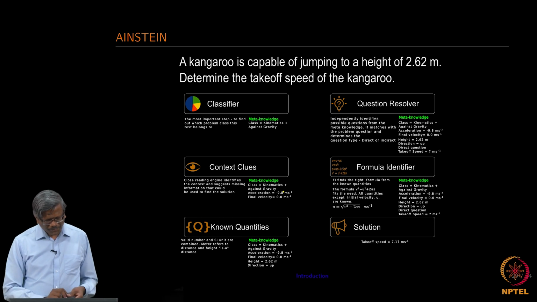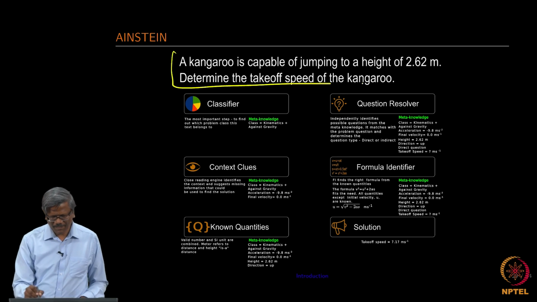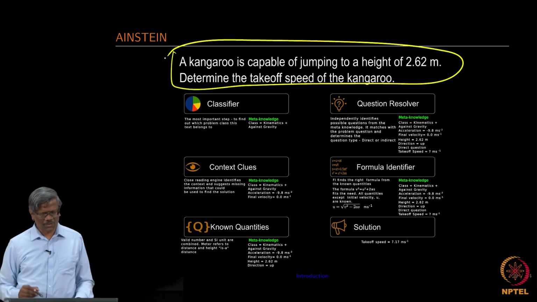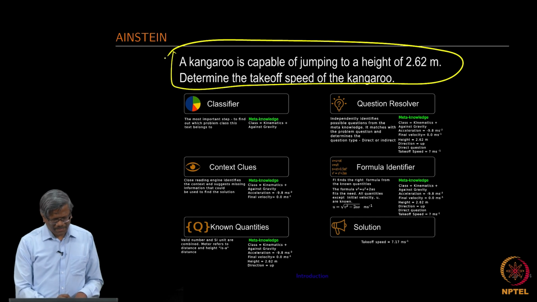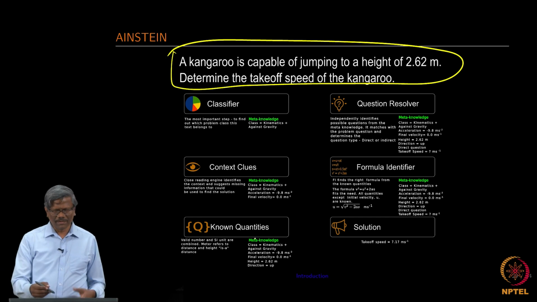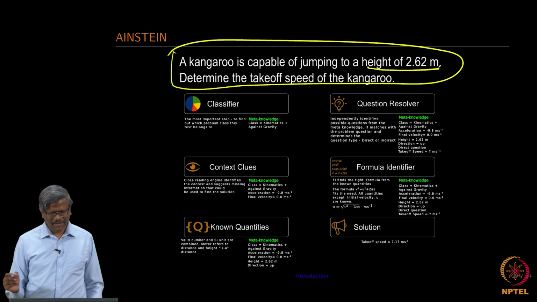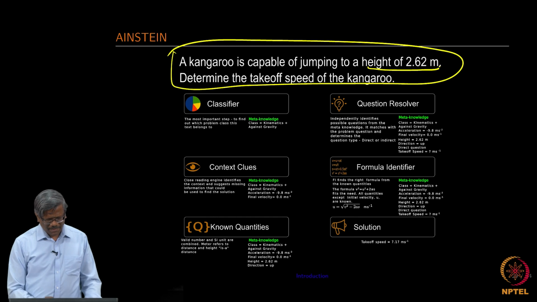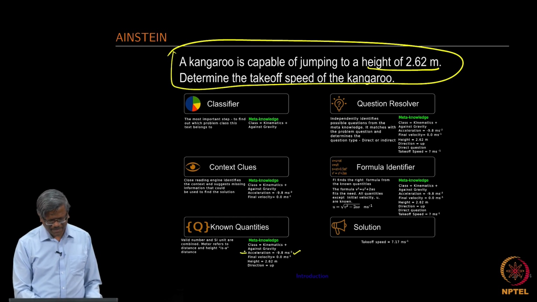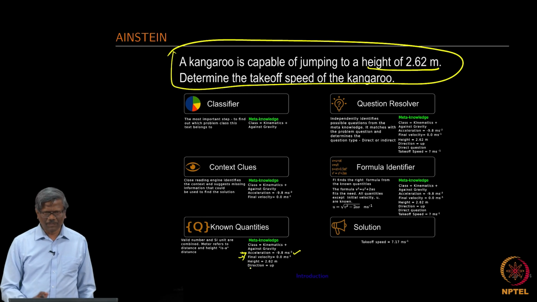This is related to the problem that you find here, not the one that I had shown there. And then it tries to find out what the known quantities given in this problem statement are. It says the known quantity is only this, nothing else is given. Since it is taking off, it is going to be against gravity, so it gets the acceleration due to gravity, and the final velocity is going to be 0 because it jumps and then stops and then drops back to the ground.